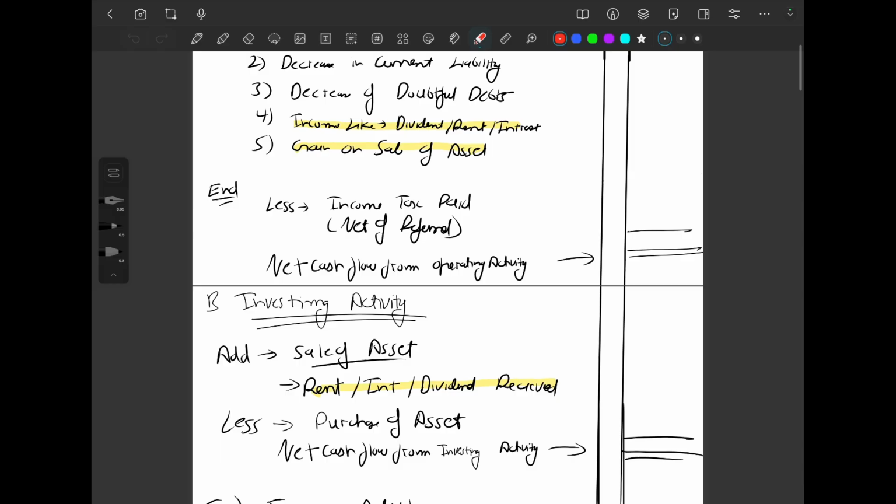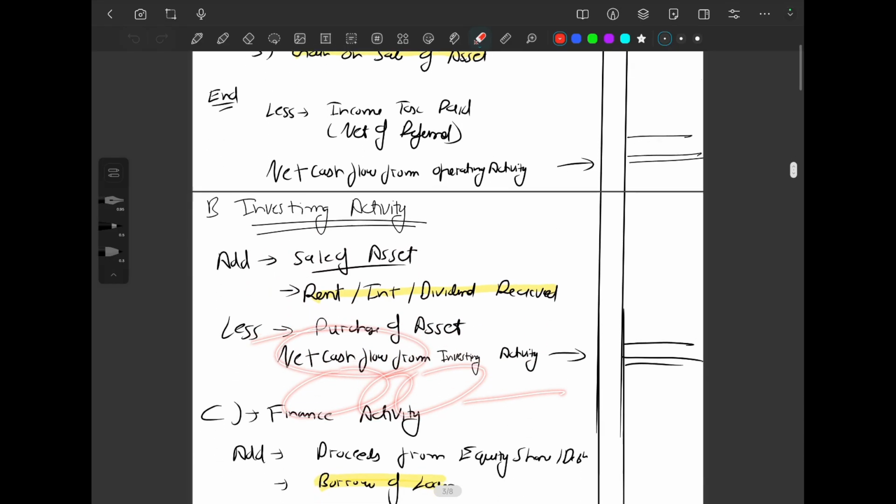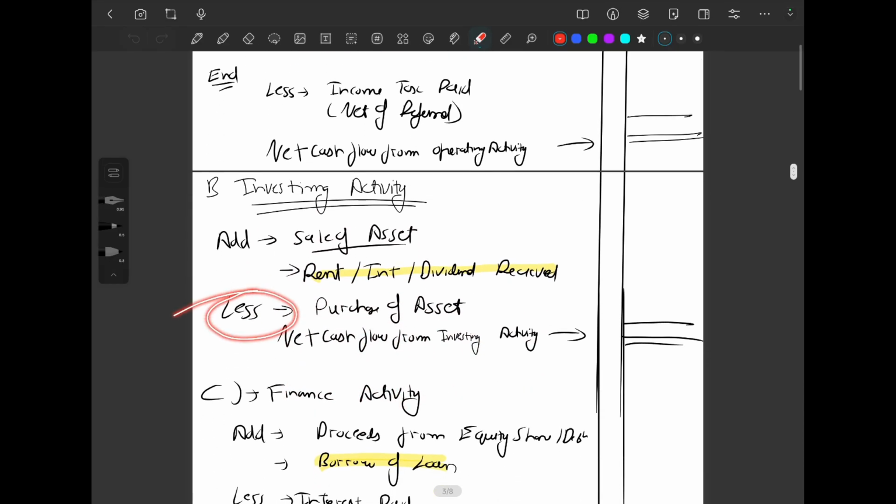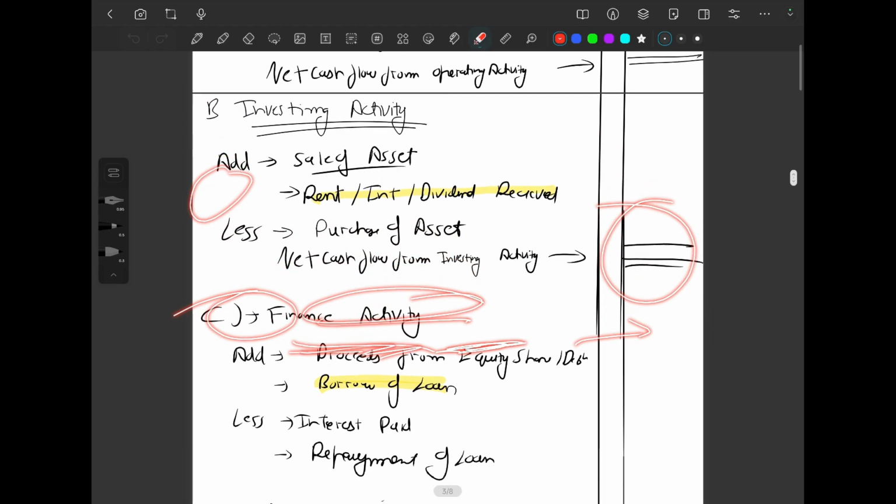Here we first add sale of asset, rent, interest and dividend received during the year, and we will minus purchase of asset, after which, with all these calculations, we get the net cash flow from investing activity, that will be there, that is item number B.